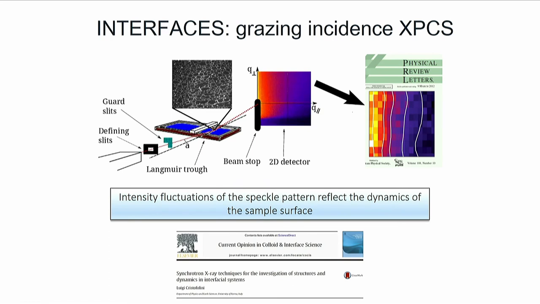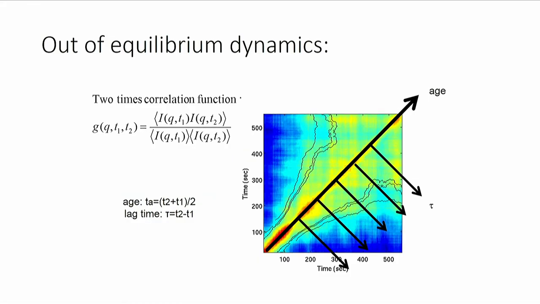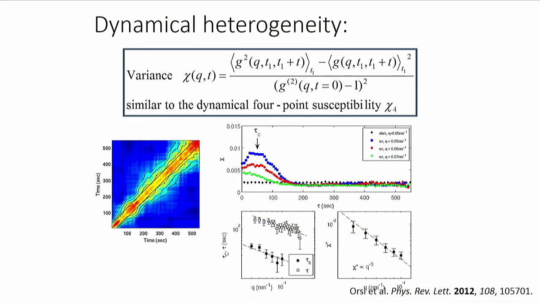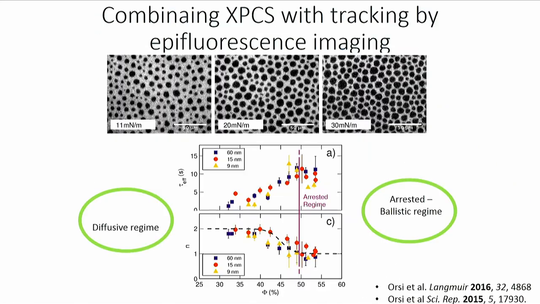you can apply the same trick in grazing incidence, so you see the dynamics in the monolayer. You can see out-of-equilibrium dynamics. This is again the two-times correlation function I was showing for DWS, time one, time two, and if the dynamics was stationary, this would be just constant, and this is broadening, meaning that the dynamics is slowing down. You can also measure dynamical heterogeneities and so on.